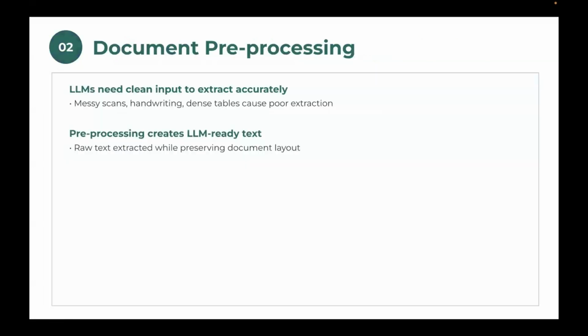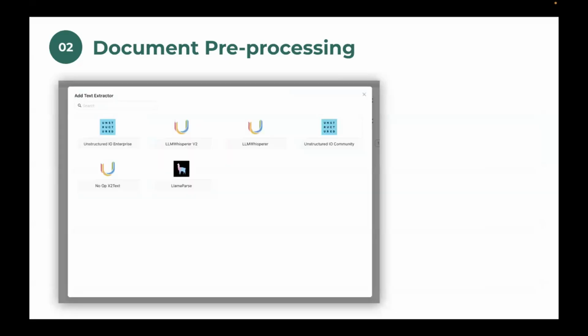And the second point in the checklist is document pre-processing. Now, LLMs are great at document extraction, but as I mentioned earlier, even advanced models can fail when they directly work on certain documents. So this is exactly where we need a pre-processing tool or a text extractor. Unstract lets you choose from multiple text extractors. These are all the tools that we currently natively integrate with.